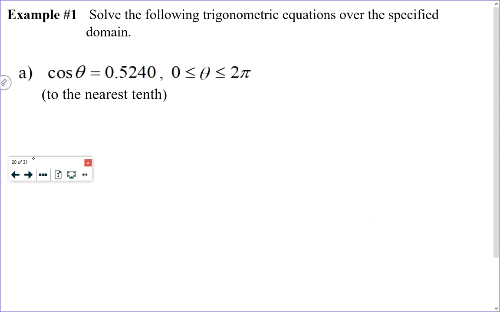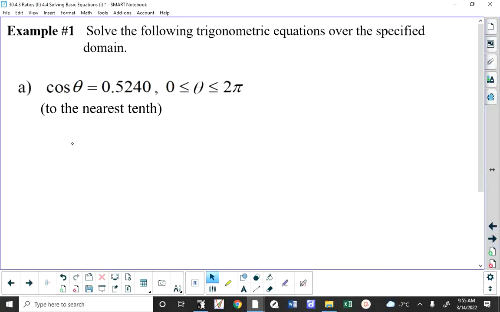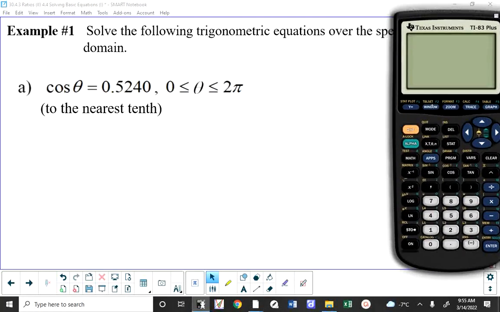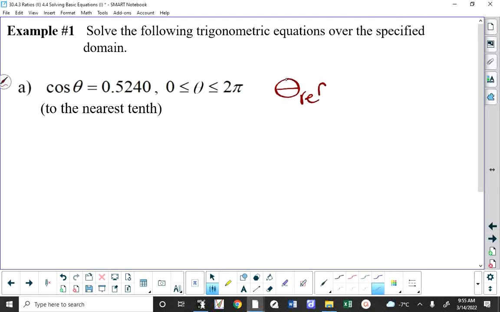So now let's get to the example. Solve the following trigonometric equations. What makes this different is this is radians. You did this last year. So the first thing we're going to do, everybody, is find a reference angle. Whenever you use a calculator to find an angle, you're not finding the rotation angle, you're finding the reference angle.